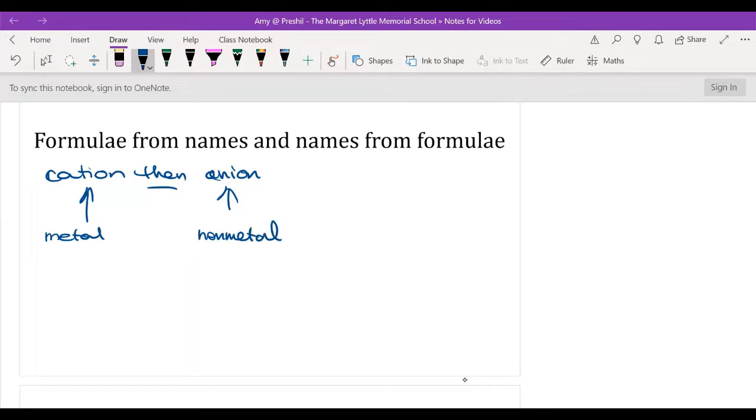The other thing you need to be able to do is identify the charge on an ion based on what it's attached to. So if I have an unknown metal attached to two chloride ions, each of those chloride ions has a -1 charge. So this metal must have a +2 charge.